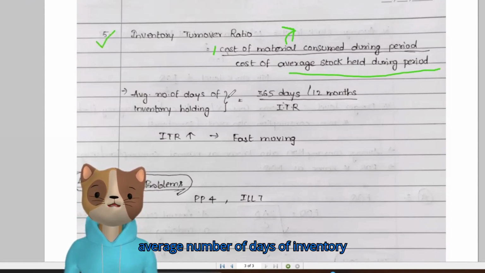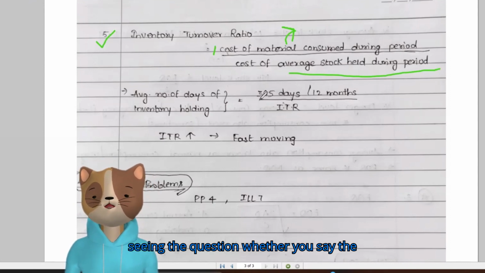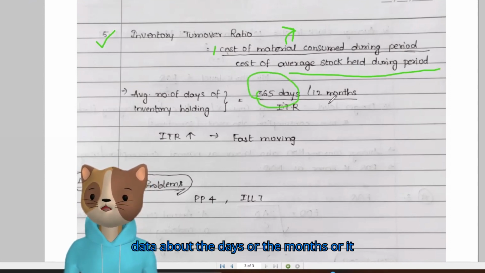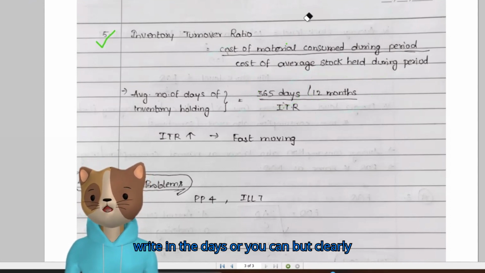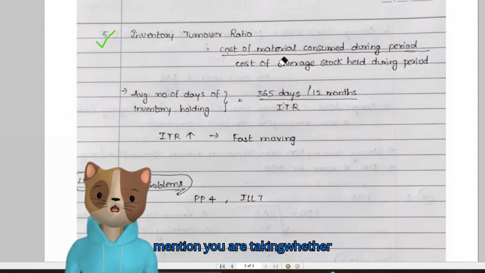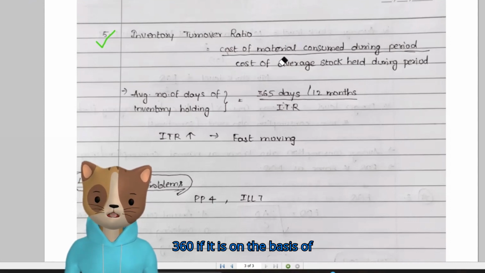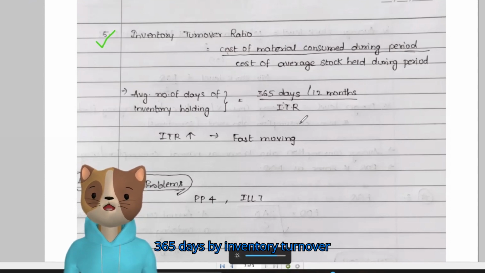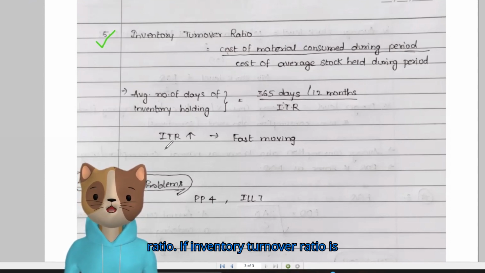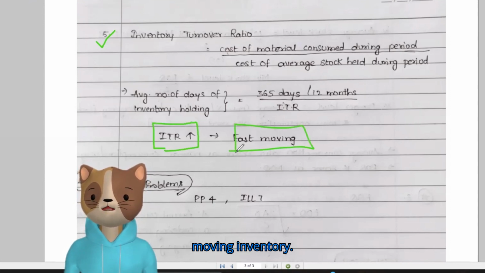This is like the average number of days of inventory holding. Depending on the data in the question, it is your wish whether to write in days or months, but clearly mention whether you are taking days or months. So 360 or 365 days, if it is on the basis of days, divided by inventory turnover ratio. If inventory turnover ratio is high, then it is considered fast moving inventory.